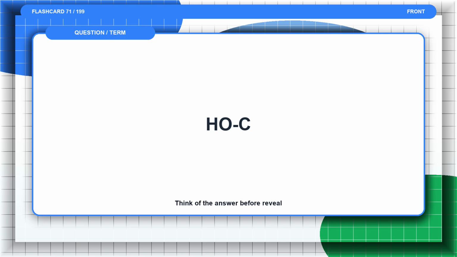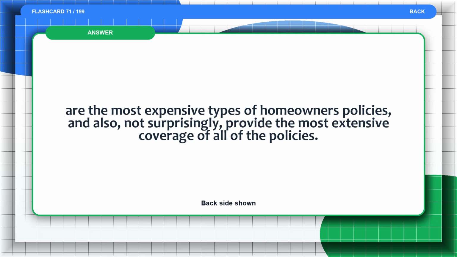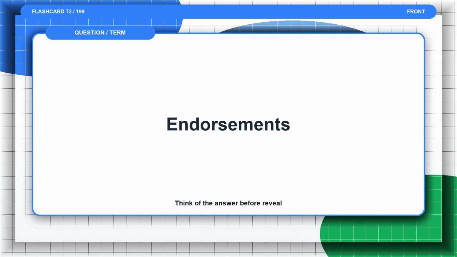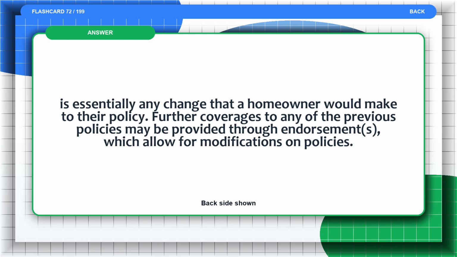Flashcard 71. HOC. Pause and think of the answer before the reveal. The answer is the most expensive type of homeowners policy and also, not surprisingly, provides the most extensive coverage of all of the policies. Flashcard 72. Endorsements. Pause and think of the answer before the reveal. The answer is essentially any change that a homeowner would make to their policy. Further coverages to any of the previous policies may be provided through endorsements, which allow for modifications on policies.